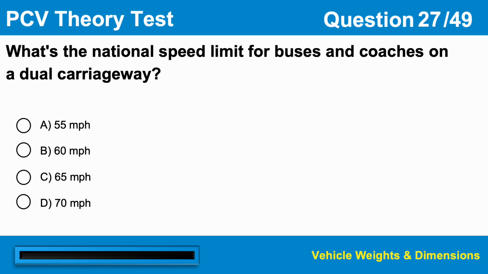Question 27. What's the national speed limit for buses and coaches on a dual carriageway? A. 55 mph. B. 60 mph. C. 65 mph. D. 70 mph.